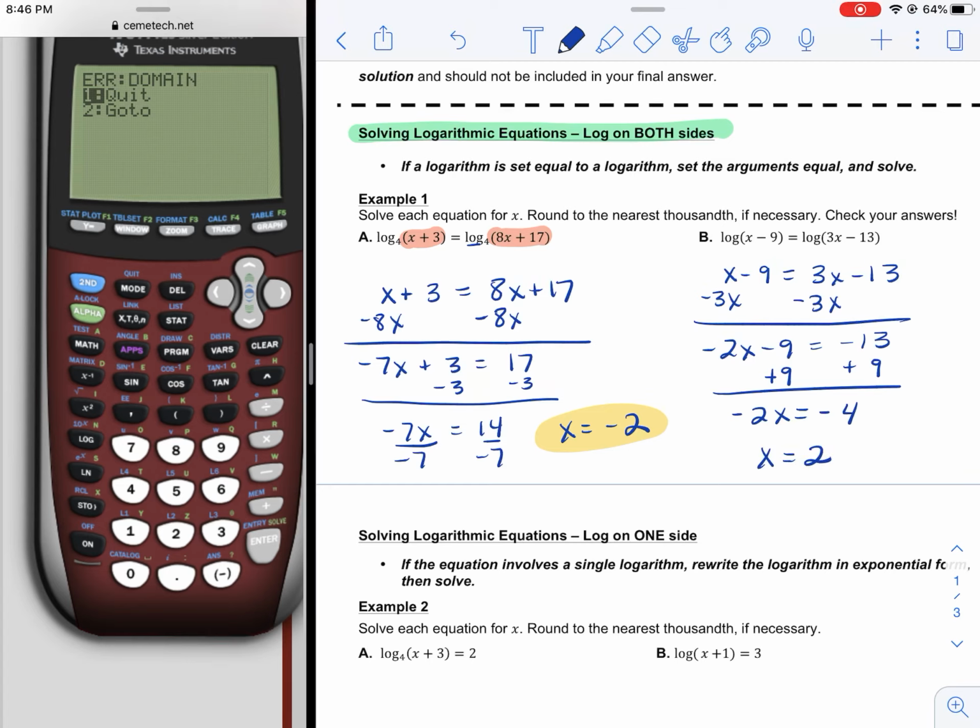Now, my value of x is positive this time, but notice if you check your answer right here in the argument, okay, if I put 2 in for x, I get log of negative 7. And then on the right side, I get 6 minus 13, log of negative 7. You cannot take the log of a negative. Okay, so we cross this out. This is extraneous. And instead, we say that there are no solutions.